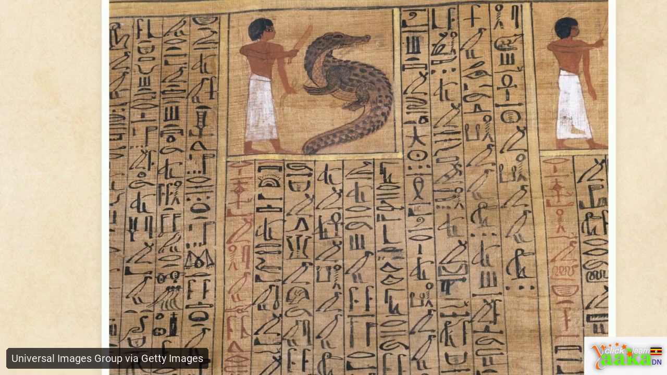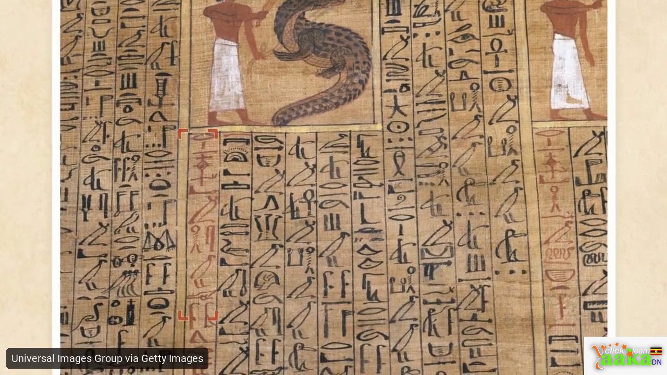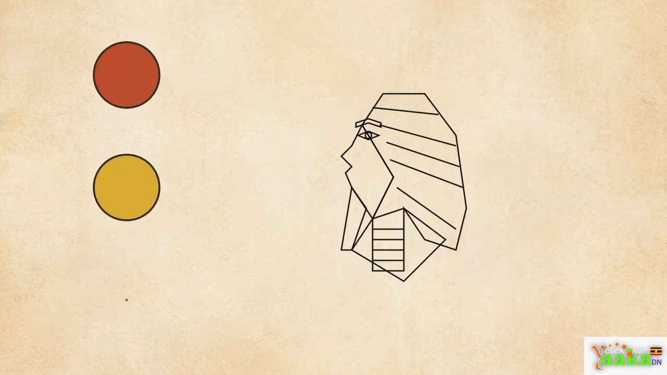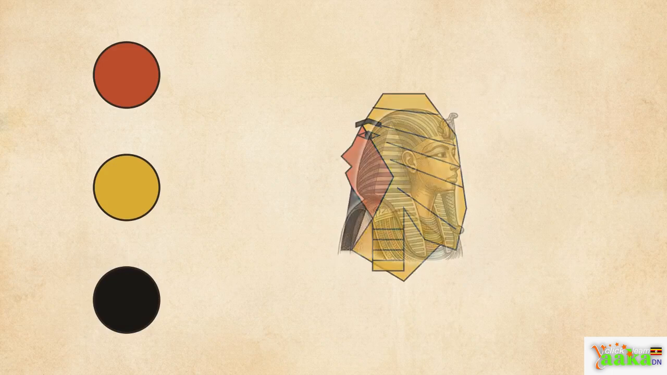In the spaces around the figures, they added hieroglyphics, a picture-based writing system used to document the names and stories of the deceased. Artists finished these pieces with solid, natural pigments, like red, gold, and black. They kept the colors flat, avoiding any three-dimensional shading or blending.